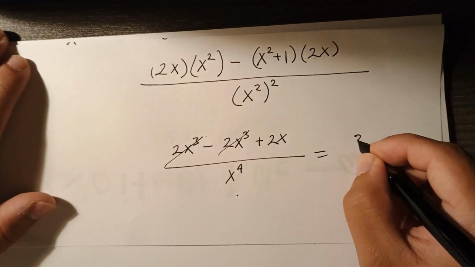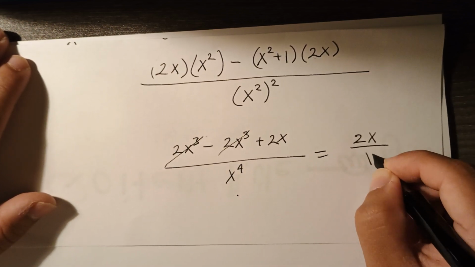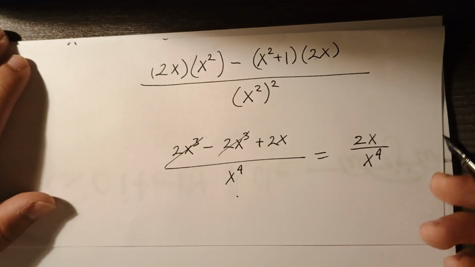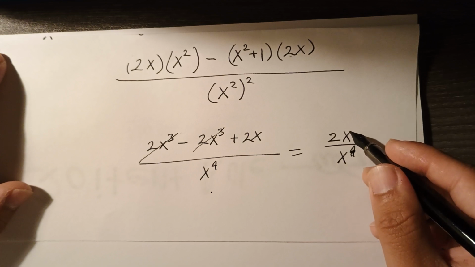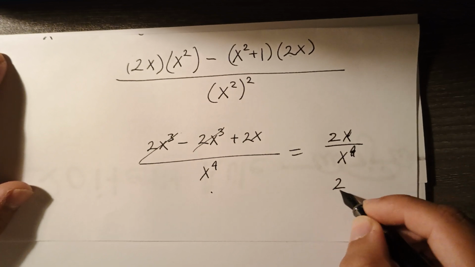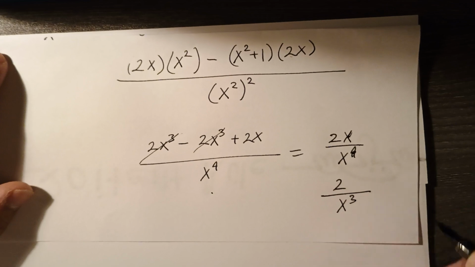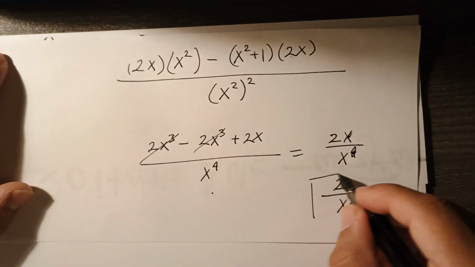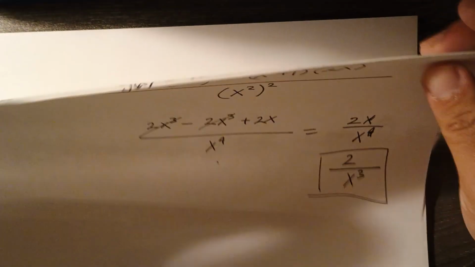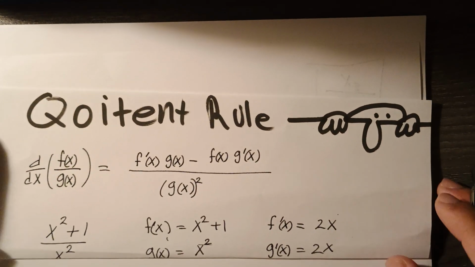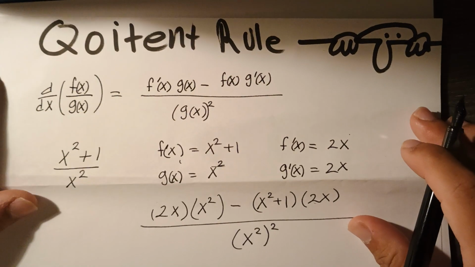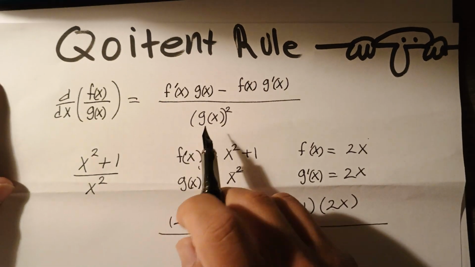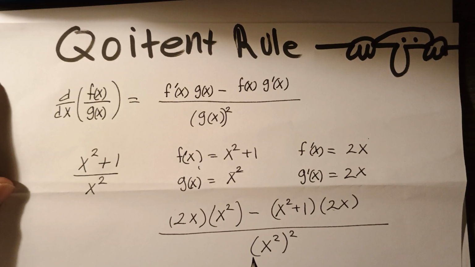is... And if you want, you can simplify it even further. You can cancel one of the x's down here with this guy, and you're left with 2 over x cubed. That's the derivative. So yeah, this is the quotient rule. Just remember this formula right here. That's about it.